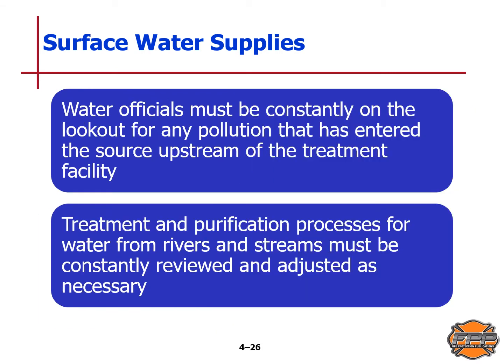Water officials also must be constantly on the lookout for any pollution that has entered the source upstream of the treatment facility and deal with it accordingly. Treatment and purification processes for water from rivers and streams must be constantly reviewed and adjusted as necessary.